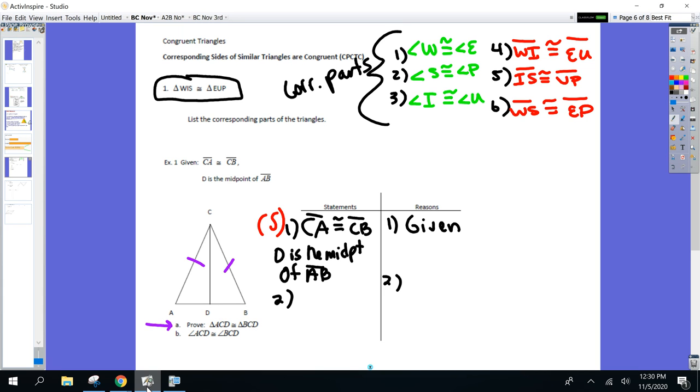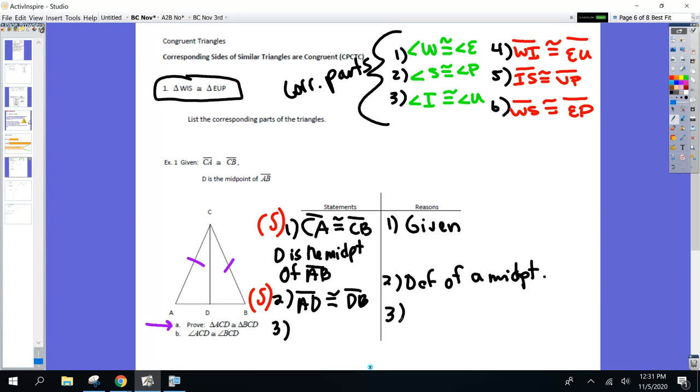What I can get you is line AD is congruent to line DB. Why? Definition of midpoint. Okay. That is a second pair of sides. Got it? We're good. What else is true? I should put DB. There you go. What else in this diagram is true?